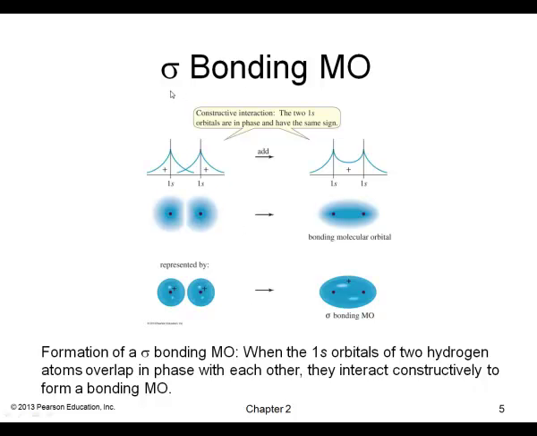Here is a slide on sigma bonding in some more detail. Here are two s orbitals. Remember, the s orbitals are spherical, and so here they are adding in phase, and so we get nice overlap, and when that overlap occurs, we get a sigma bonding molecular orbital where the electrons are shared between the two. So the formation of a sigma bonding MO is when the s orbitals of two hydrogen atoms overlap in phase with each other. They interact constructively, that is, they add together positively to get a bonding molecular orbital.